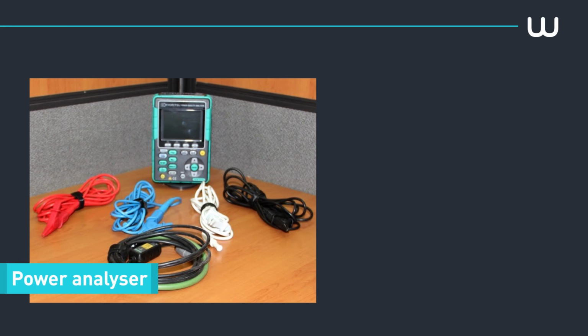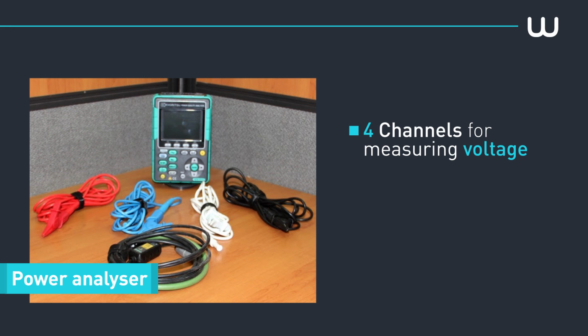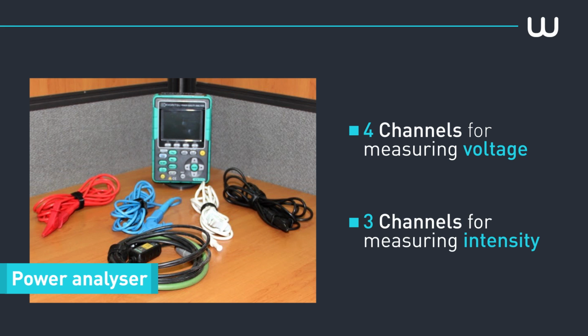The power analyzer, on the other hand, has 4 channels for measuring voltage and 3 channels for measuring intensity, thereby allowing these parameters to be measured continuously and in parallel, as well as automatically calculating the power and energy values. Let us now look in detail at the advantages and disadvantages of these two tools.